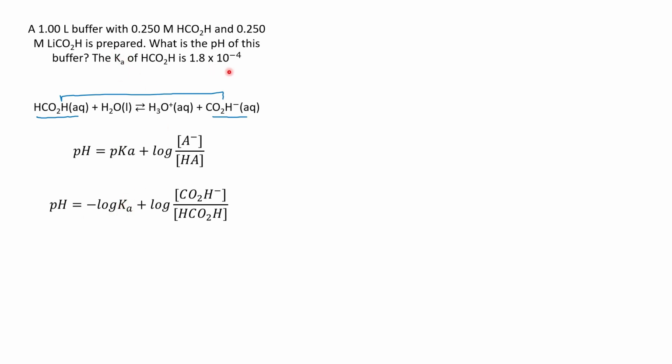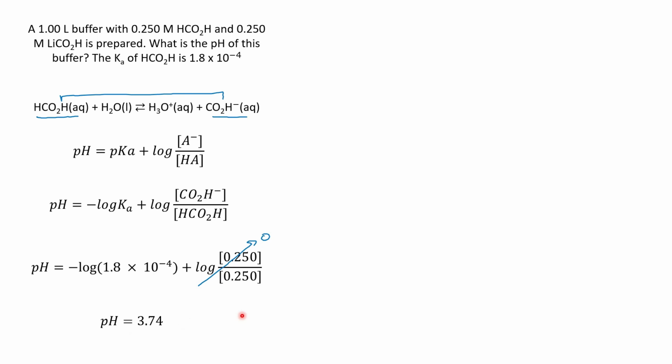Okay, so at this point, I just need to plug my numbers in. So plugging in for my Ka, and again, my concentration of formate and my concentration of formic acid. The thing I want to point out is this term goes to 0 because, of course, the log of 1 is 0. So my pH is simply my pKa, which is 3.74.